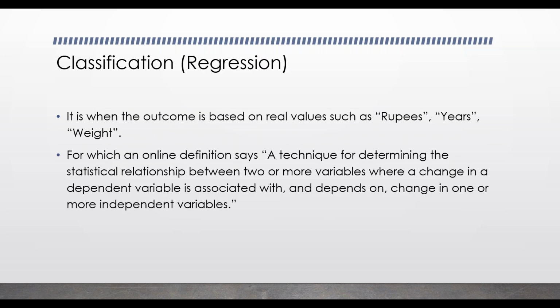All right. Another term is regression, which is also one of the parts of classification which we are going to discuss. It is used when the outcome is based on real values, especially in rupees, years, or weight. Regression is a technique for determining the statistical relationship between two or more variables, where a change in a dependent variable is associated with and depends on the change in one or more independent variables.